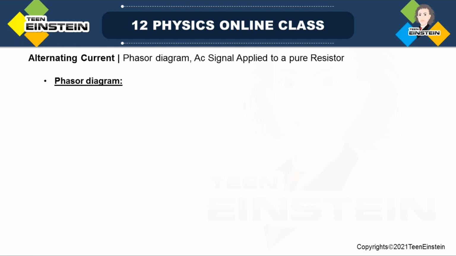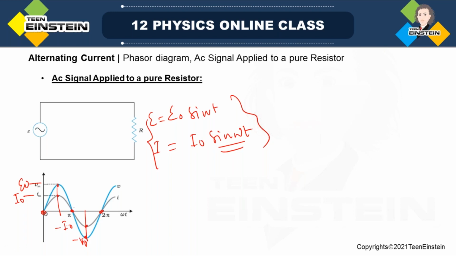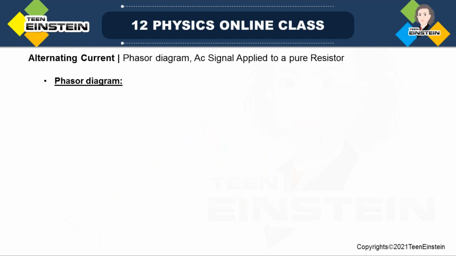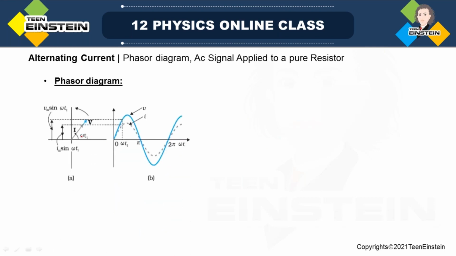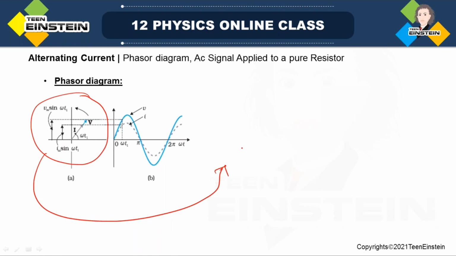Okay, now we'll see the phasor diagram for this. How we can represent the current and voltage for a purely resistive circuit in a phasor diagram. We know what we have to draw in a phasor diagram: two vectors with proper phase angle. Look here, I'll magnify this portion I have taken from the NCERT textbook itself.